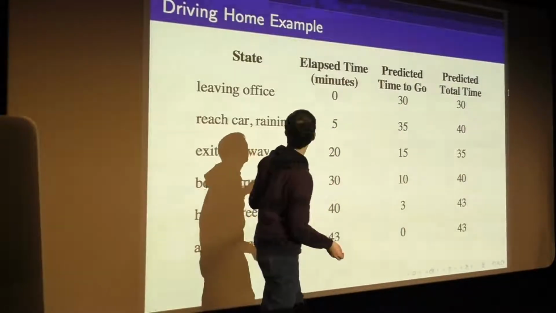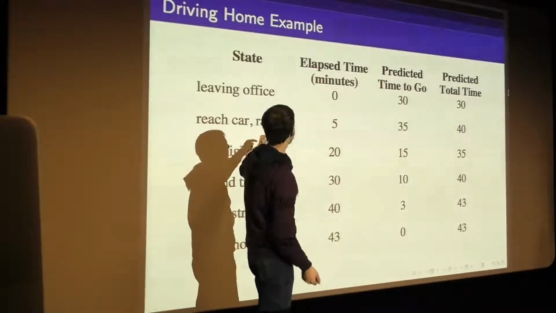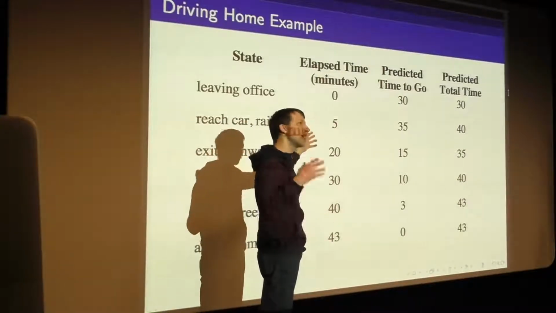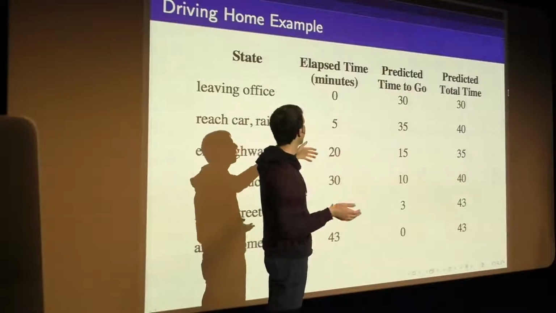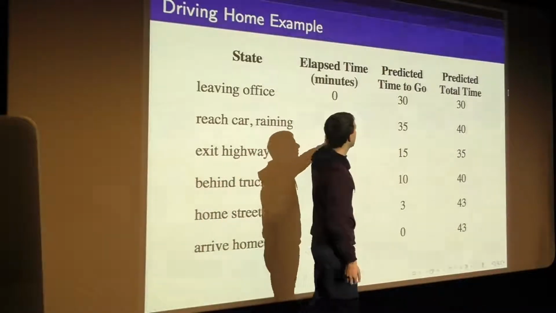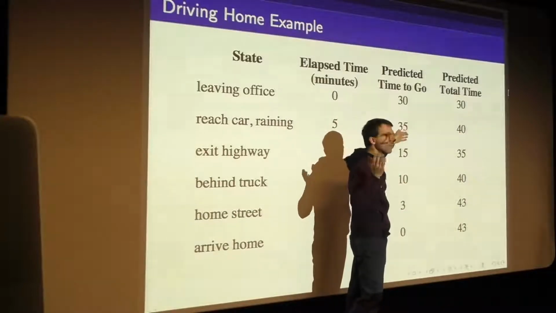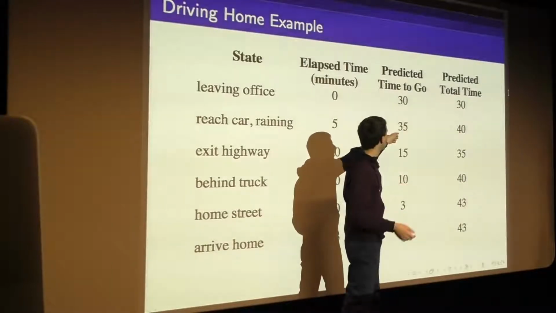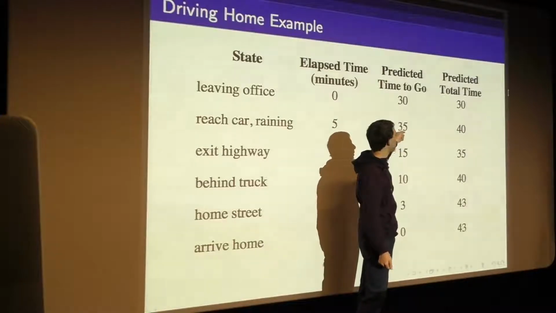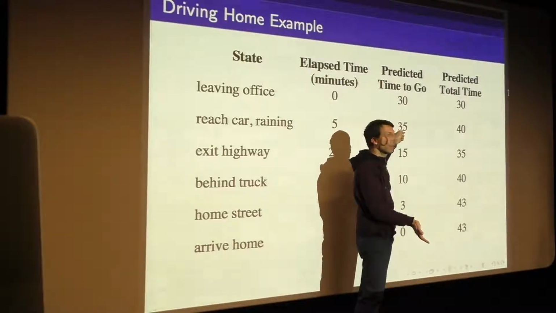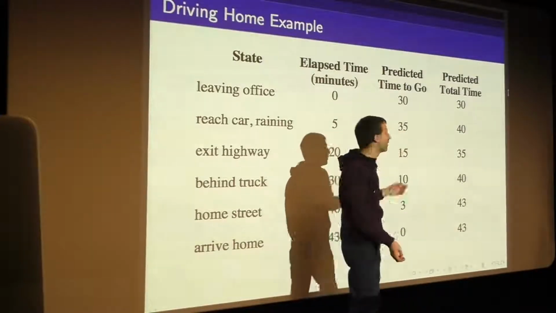But maybe then I leave the office and I reach the car and I see that it's raining, and I think, oh, I'll have to drive a bit slower, there'll probably be more traffic. It took me 5 minutes, and now I think it's raining, so it's going to take me slightly longer. So I think it's going to take 35 minutes to get to the office now, giving a total of 40.